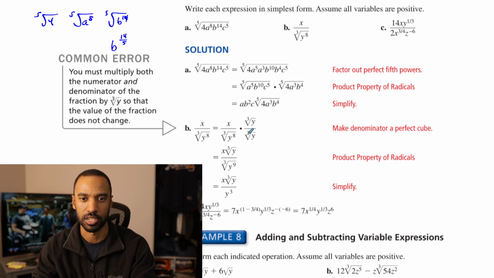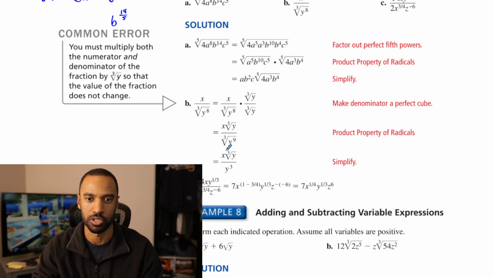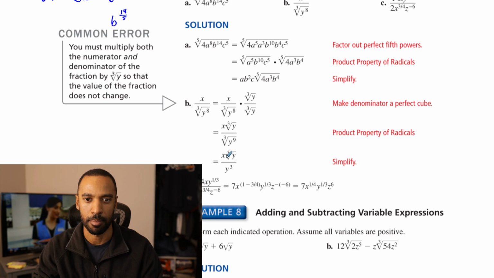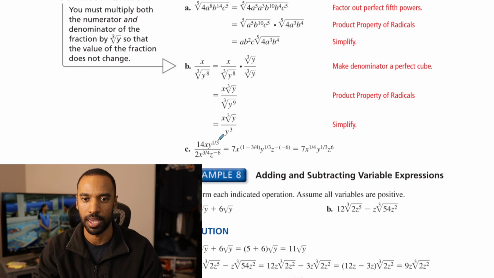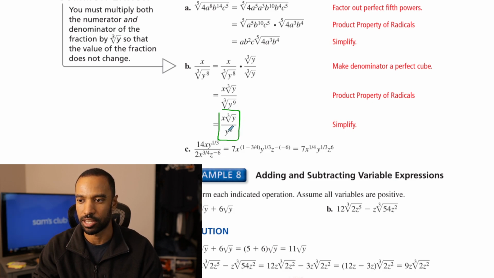Times cube root of y on top and bottom rationalizes it because this turns into cube root of y to the 9th, and 9 divided by 3 is 3, so you get y cubed. This is x times cube root of y on top, and then you're good and simplified right there. Remember, these y's can't do anything like cancel out or anything like that. This is a cube root of.